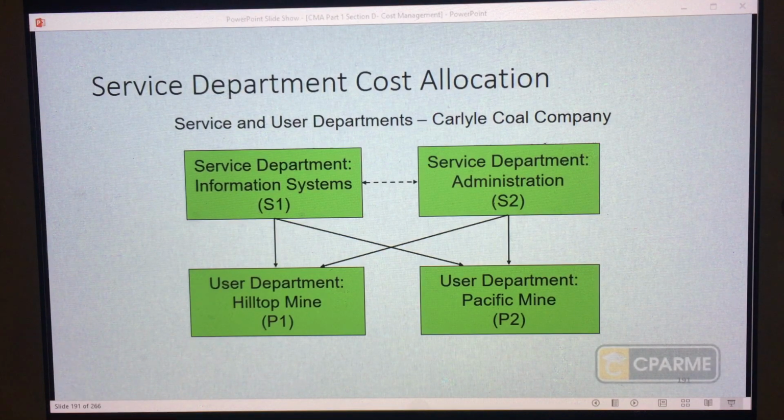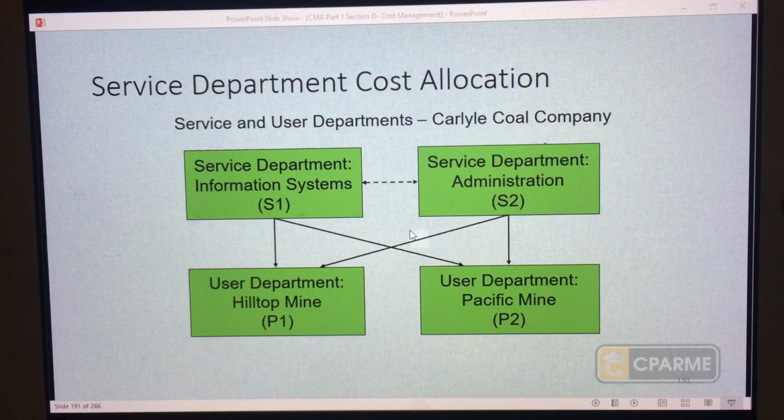So, as an example of your service cost allocation, you have to assume that Carlisle has two service departments. You have your information systems, that is S1, and you have your administration, that's S2. And we also assume that Carlisle has two user departments, P1 which is Hilltop and then P2 which is Pacific. And S1 provides services to S2, P1 and P2, and S2 provides services to S1, P1 and P2.